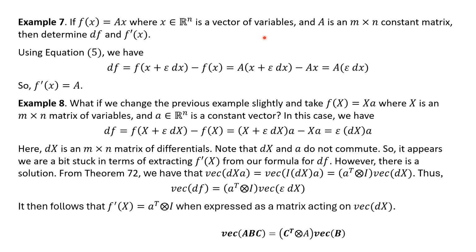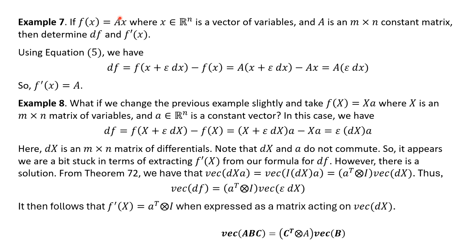On this slide I have a couple of examples of where we have functions with a vector input and a vector output. The first one is f of x equals Ax, where A is a matrix of constants, and x is a column vector of variables. So we use our formula here to find the differential. We just have A times this minus Ax, and so you get Ax here and minus Ax, that cancels, and then you get A epsilon dx. So this is our differential, and then we can just read off the derivative, it's A.